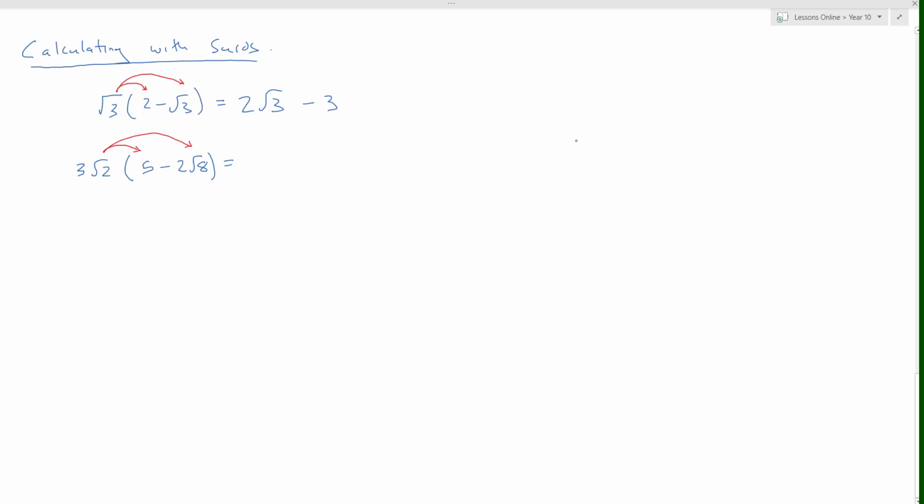So we've got 3 root 2 times 5. So do the numbers first, outside the surd. 3 times 5 is 15, so that gives us 15 square root of 2. Can't simplify that any further. And then we've got 3 root 2 times 2 root 8. So we do the numbers on the outside first. 3 times 2 is 6, and 2 times 8 is 16, so that's going to give us the square root of 16. Now I know the square root of 16 is 4, so I can say 15 root 2 minus 6 times 4, which is 24.